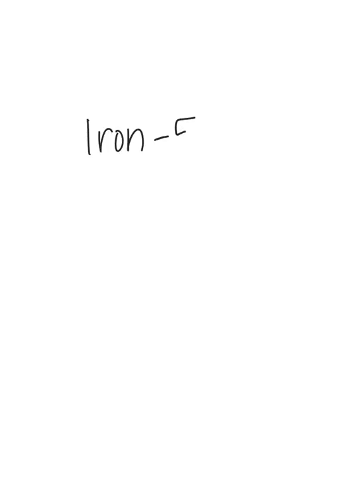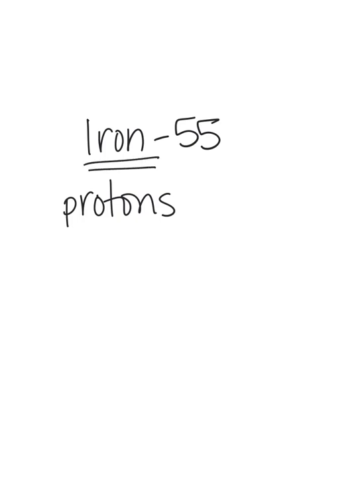So we are given iron 55 and we're asked how many protons it has. In this case, the 55, as you'll recall, is the mass number. And so I have to use the fact that it's iron, and I have to go to a periodic table and I find iron. And iron, its symbol is Fe.